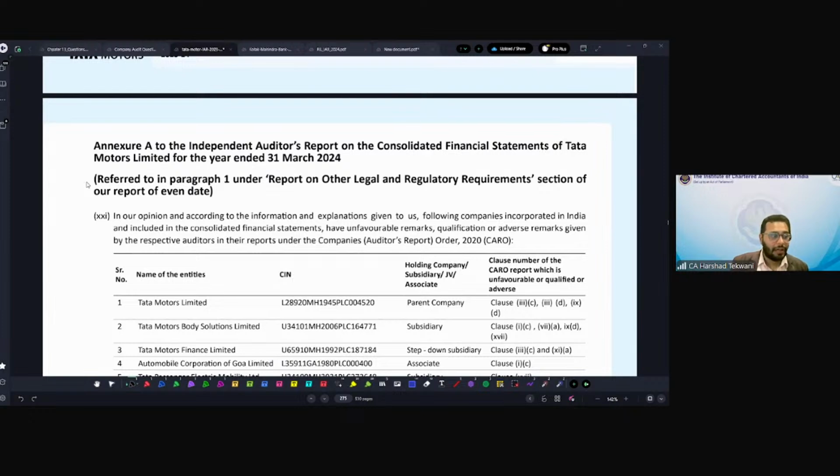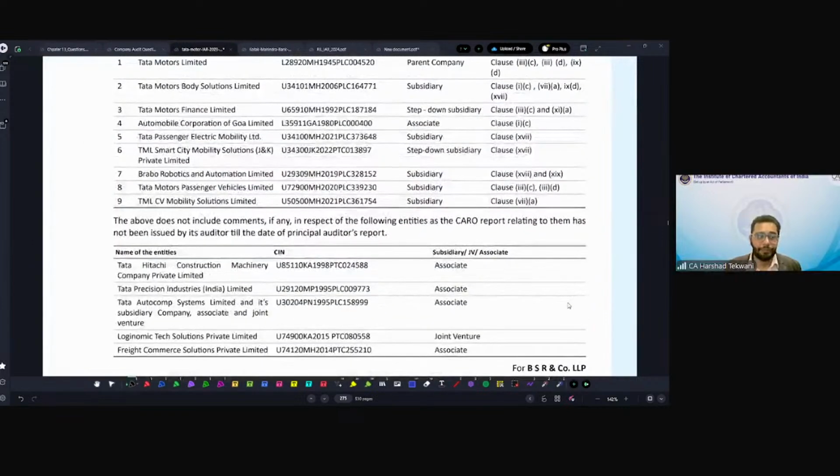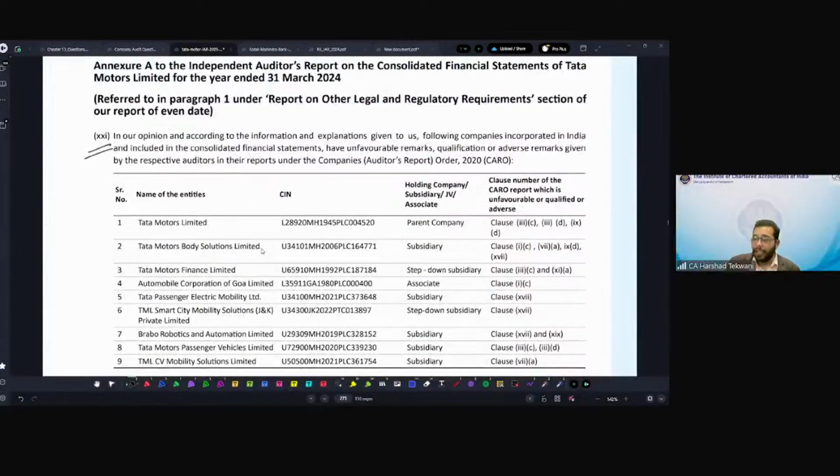That is para 21. Remember, wherein you are required to report the qualifications, unfavorable remarks, adverse remarks in the CARO report of the subsidiaries or joint ventures or associates where there is an unfavorable remark. Otherwise, no other para of CARO is applicable on the consolidated financial statement. Remember, we discussed this particular point. So para 21 is the only one applicable with CARO.